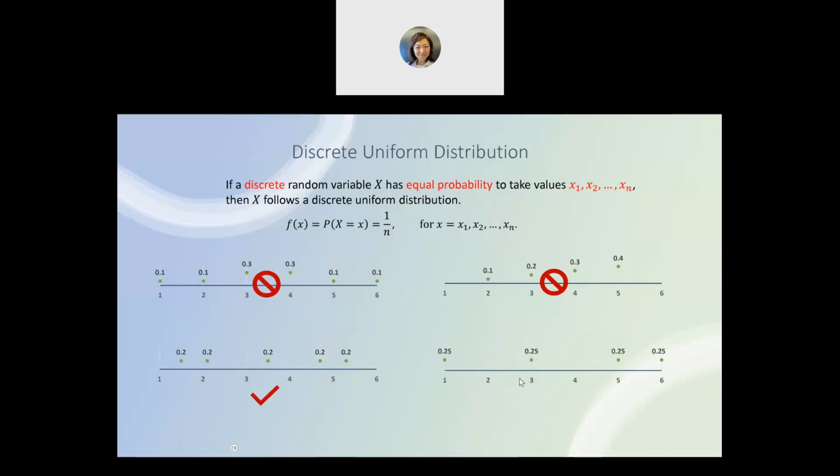Very similarly, the last distribution can take the values 1, 3, 5, 6, right? They are not evenly spaced out, but the probability to take on one of these 4 values is the same, right? 1 over 4, because 4 values, 1 over 4, 0.25, probability to be these. So please fully understand the definition of discrete uniform distribution.